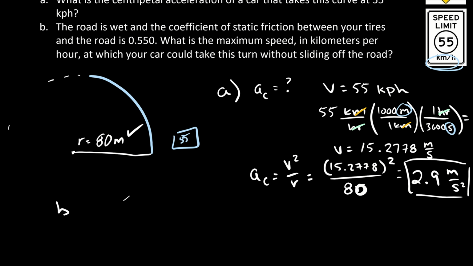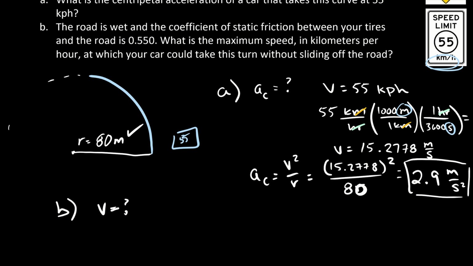And we're asked to determine what's the maximum speed in kilometers per hour at which your car could take this turn without sliding off the road. So in part B, we're going to want to find V. In part A, we were given V, but here we're trying to find a velocity.